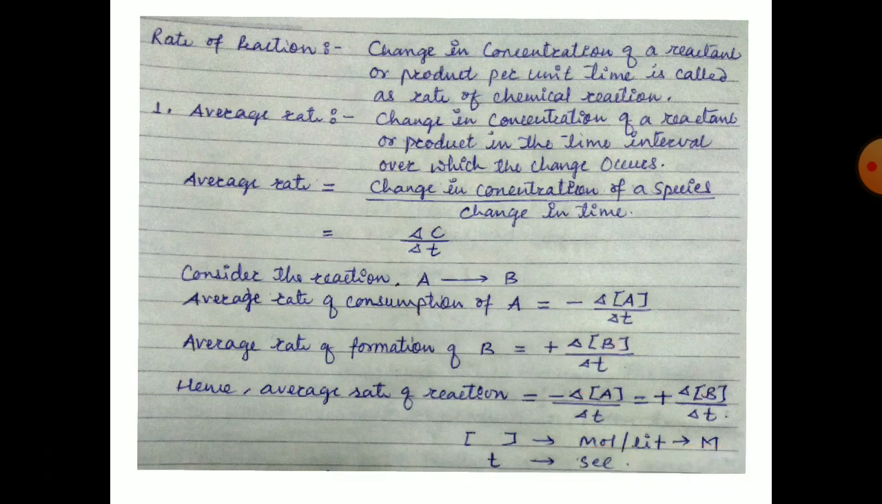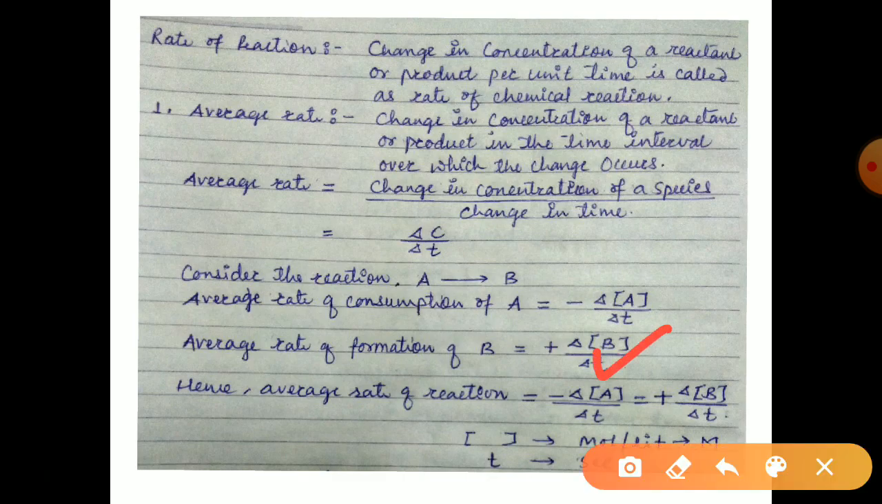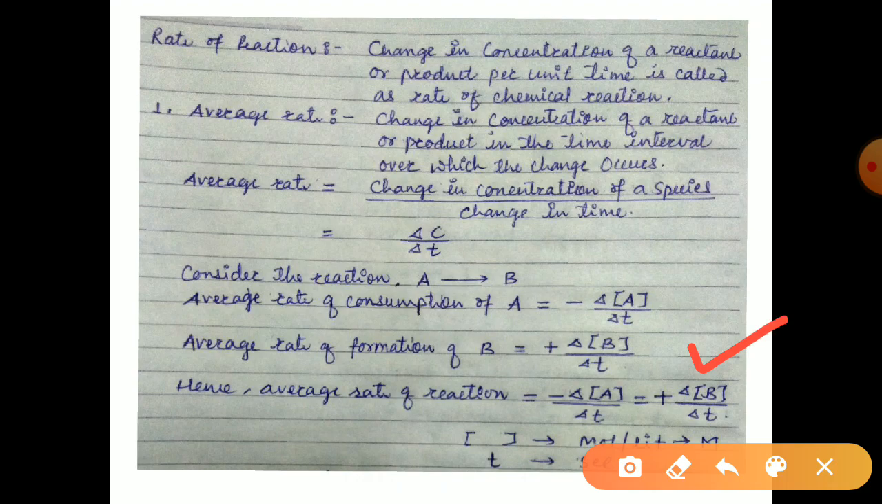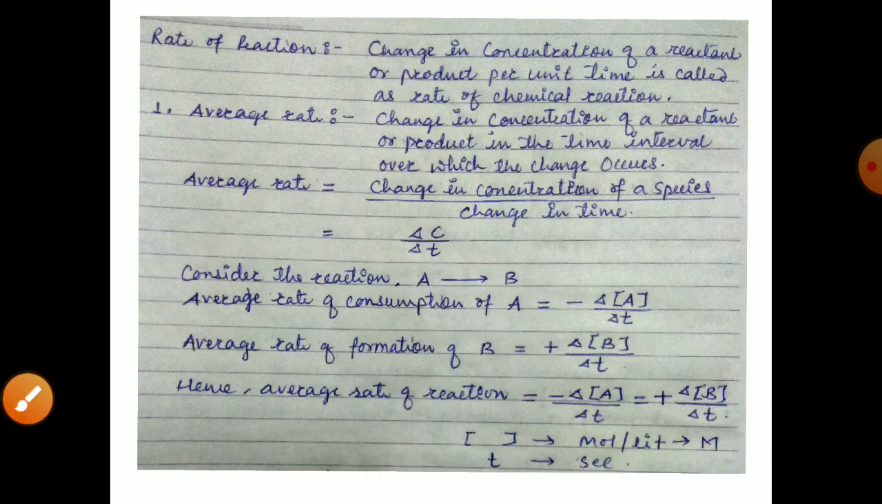Hence, the average rate of reaction can be written as minus change in concentration of A divided by delta t, which must be equal to plus change in concentration of B divided by delta t. Concentration, indicated by square brackets, means moles per liter, which is nothing but molarity. And time is in seconds or hours.